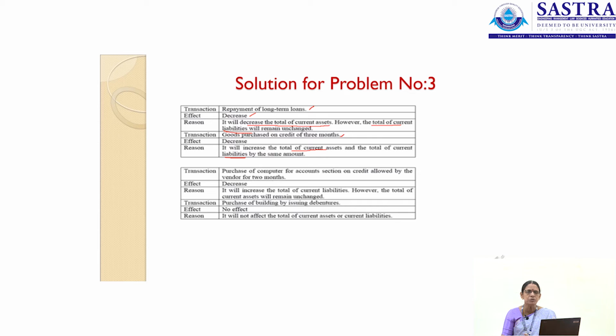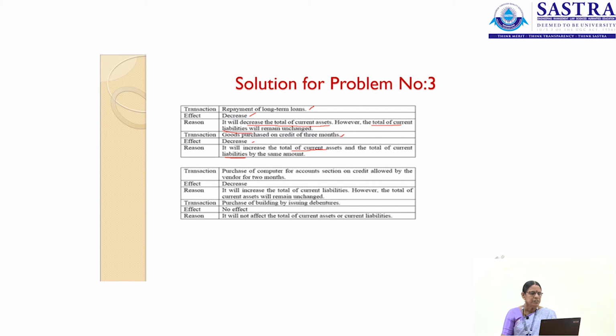So when it is purchased on credit, it will have an impact on your sundry creditors and the stock of your organization. So it will increase the liability and also it will increase your current assets. So we have a decrease in your current ratio.